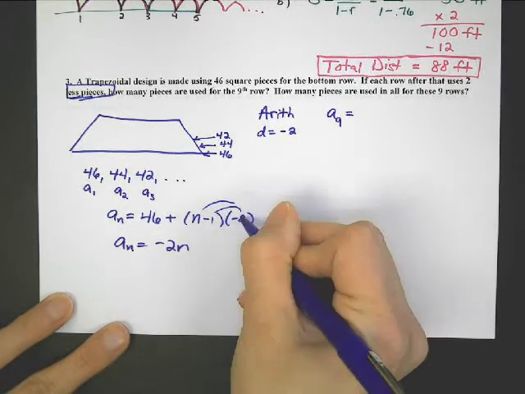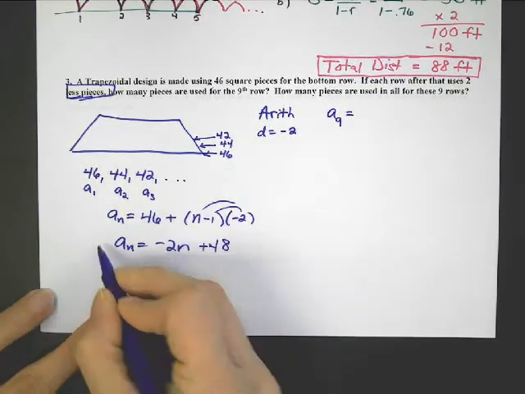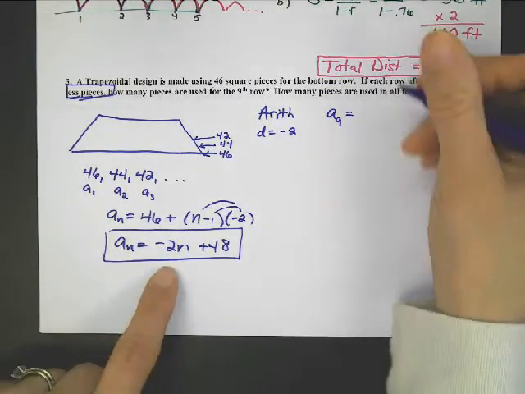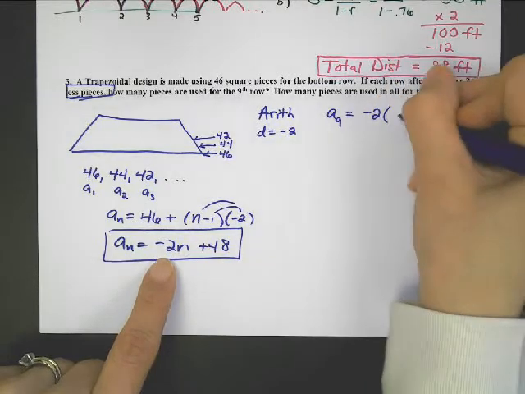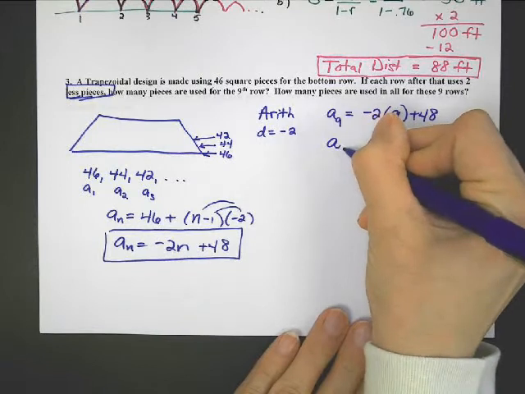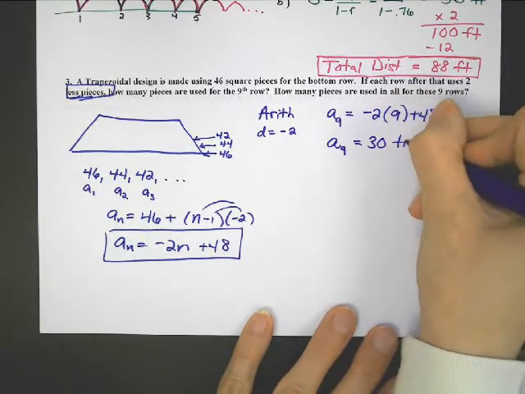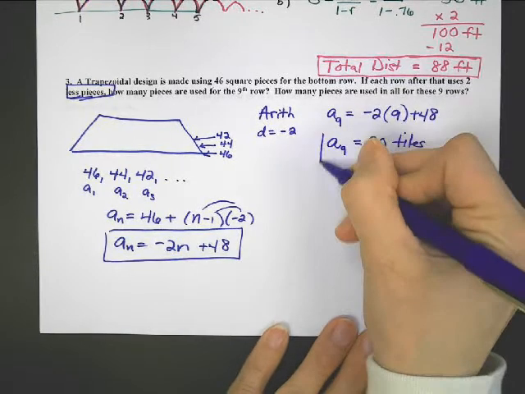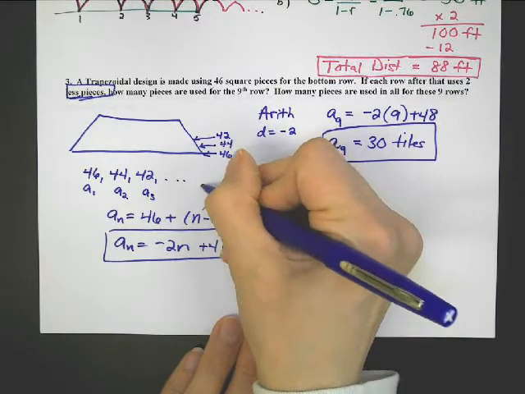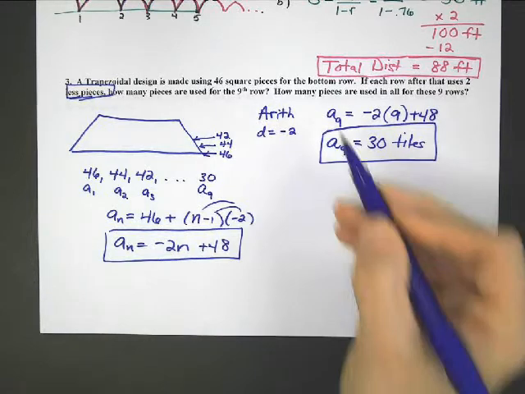Distribute: negative 2n plus 2 plus 48. So here is the formula for a term, and they want us to find the ninth one. So I'm going to do negative 2 times 9 plus 48. So a sub 9 is 30 tiles. So a sub 9 uses 30 tiles.